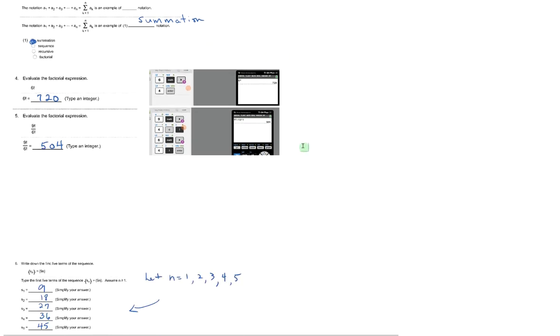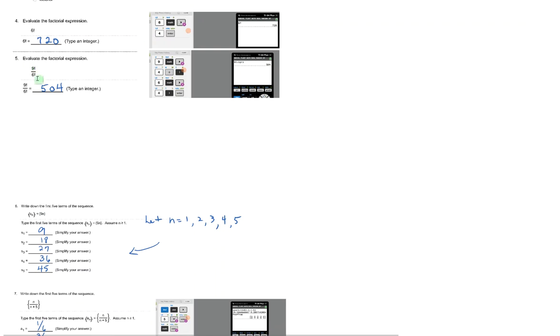Then number 4 and 5 are factorial, and remember we did that, and I've shown you the actual keystrokes here that you would hit. You hit 6, math, over to 4, where you hit math and enter, and then 4 is going to give you the factorial symbol and enter, and same way here with this one. This one's 9 factorial divided by 6 factorial, so you would have to put the second one in parentheses. That would be important there.